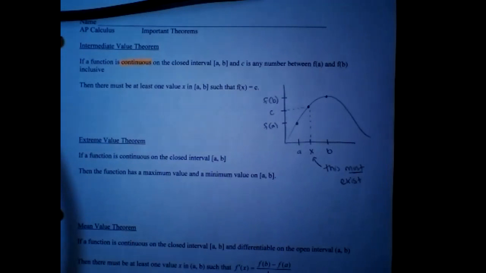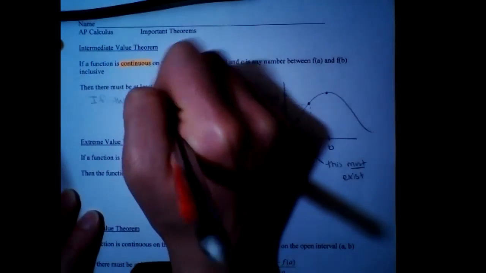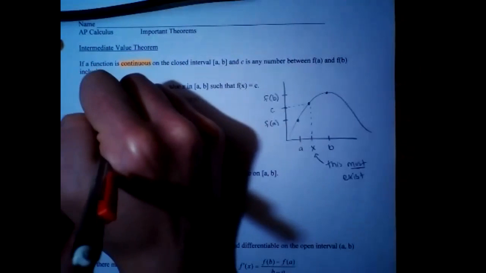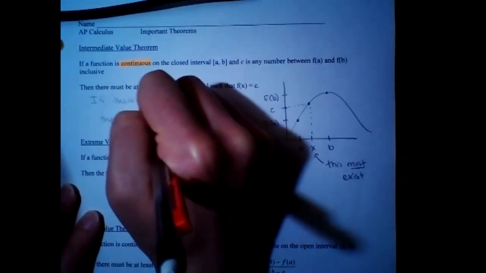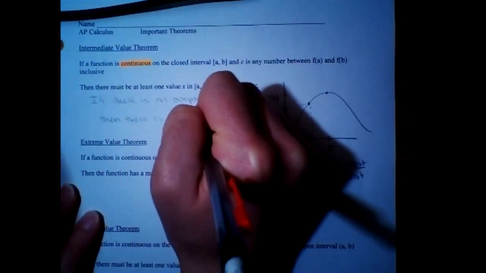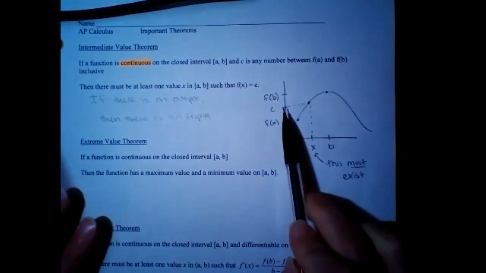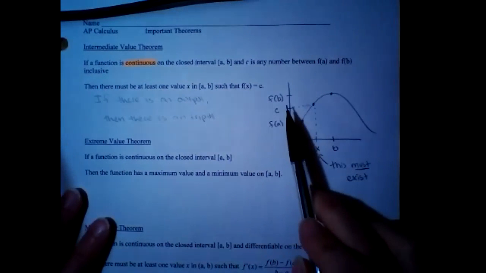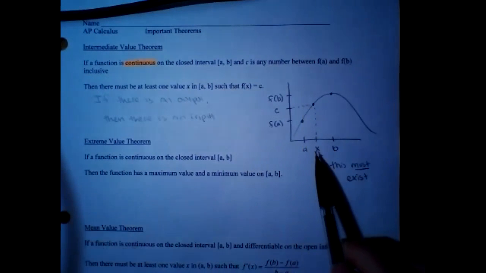So just in plain English, what this is telling us is, sorry, I can't write and talk at the same time. If there is an output, then there is an input. Meaning if this C value is there, it had to come from somewhere. It can't exist without there being that X value.